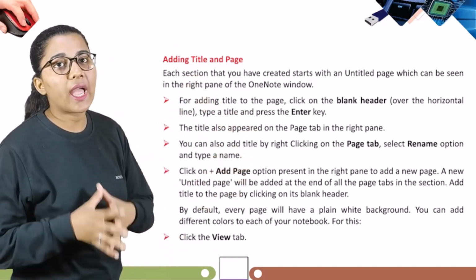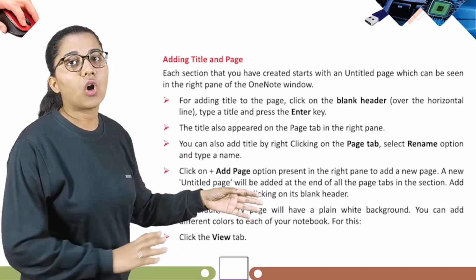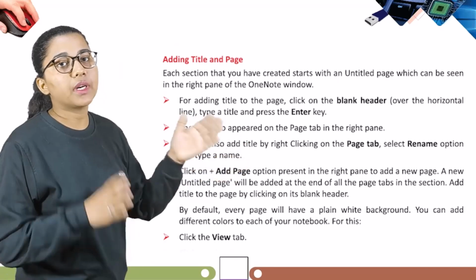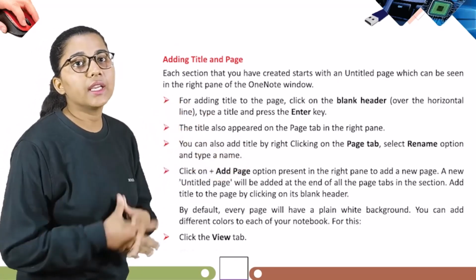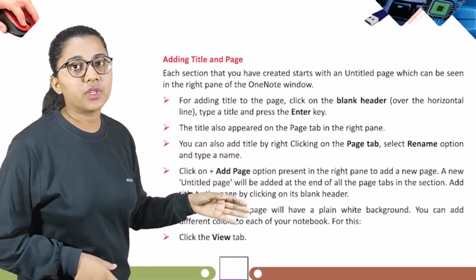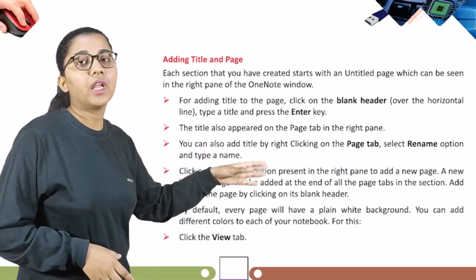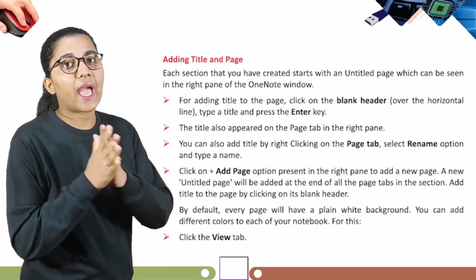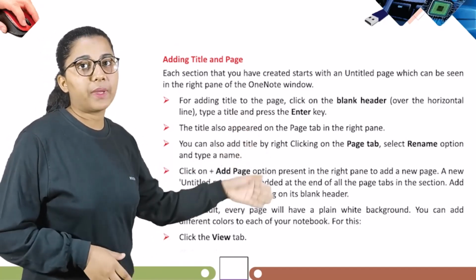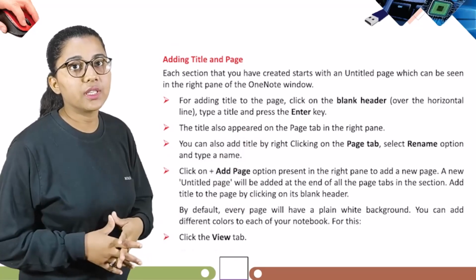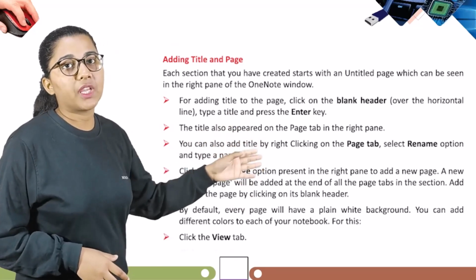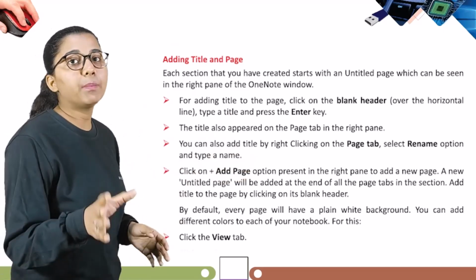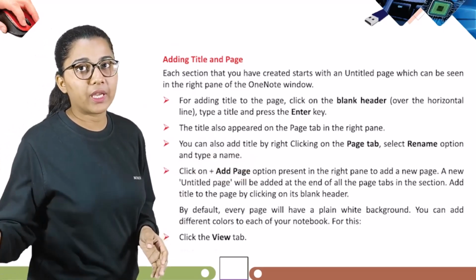Then you can also add a title by right clicking on the page tab. Select the rename option and type a name. Then click on the add page option present in the right pane to add a new page. A new untitled page will be added at the end of the page tabs in the section. Add a title to the page by clicking on its blank header.